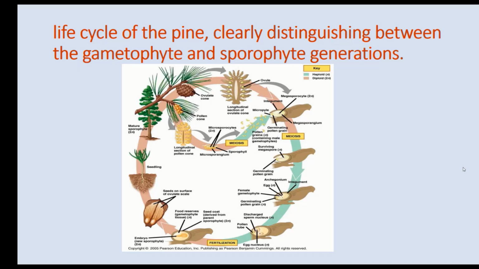And the generative cell and the tube cell are involved in reproduction, where the generative cell of the four-cell microgametophyte undergoes division, giving rise to two kinds of cells, a sterile cell and a spermatogenous cell. And subsequently, before the pollen tube reaches the megagametophyte, the spermatogenous cell divides to produce two sperm nuclei. One sperm nucleus unites with an egg nucleus, and the other will degenerate.